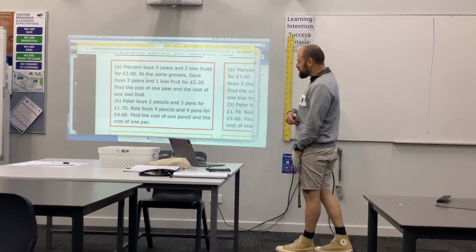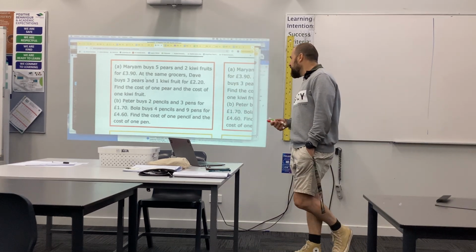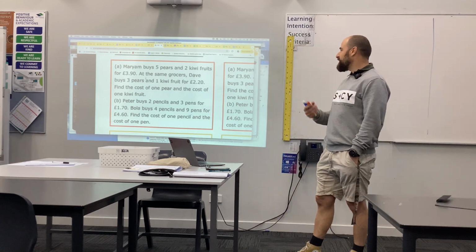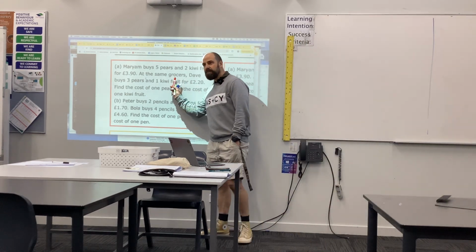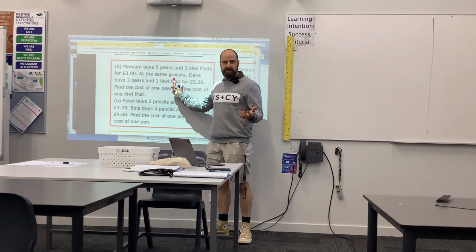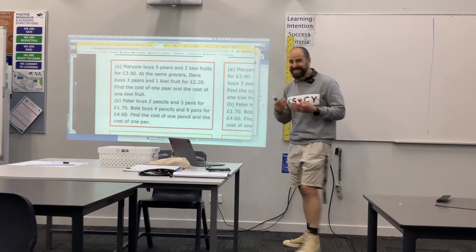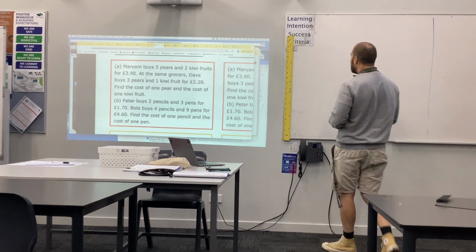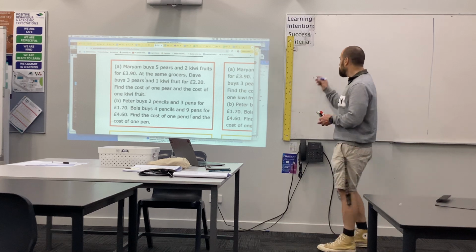At the same grocers, Dave buys 3 pears and 1 kiwi fruit for £2.20. Find the cost of 1 pear and the cost of 1 kiwi fruit. It's important that they go to the same grocers, because if they're at different grocers, they go to different prices. Alright, so we've got to set up an equation here. What we want to do for our working out is we want to define some variables as our first step.